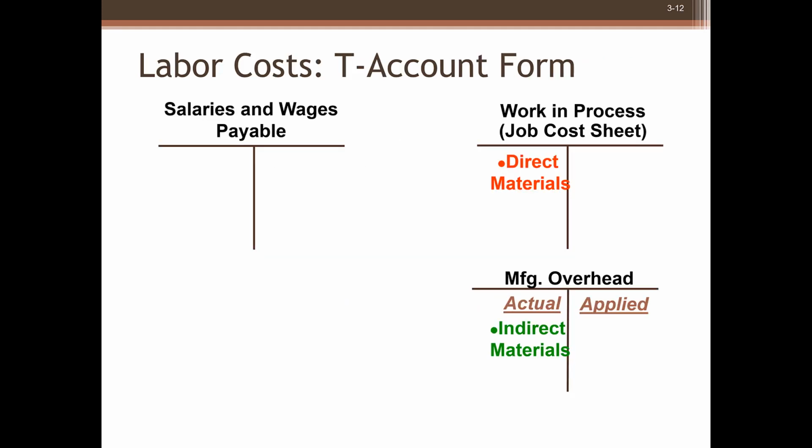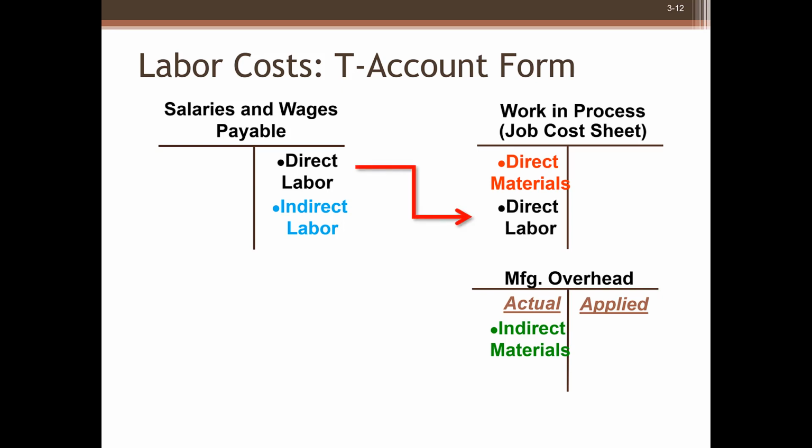Labor costs. When direct labor costs are incurred, we debit work in process and record it on the job cost sheet. We credit salaries and wages payable. We assume the company has not paid cash yet. For indirect labor, when indirect labor cost is incurred, we debit manufacturing overhead and we credit salaries and wages payable.